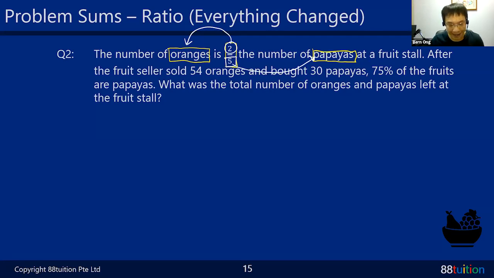Cool. So down here, the oranges and the papayas. Oranges is to papaya. The ratio is what? 2:5. So 2:5. In the beginning, I say 2 units is to 5 units.